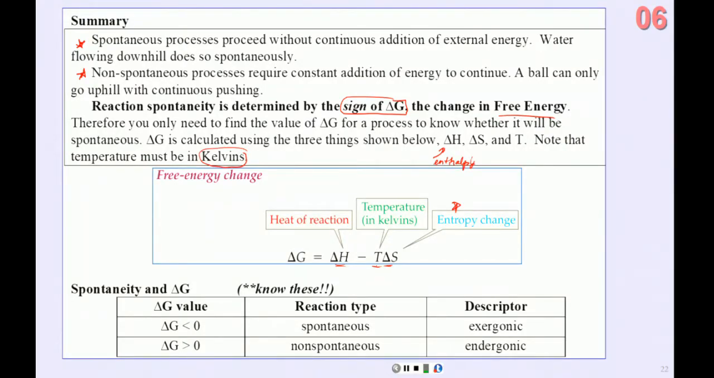I'm not going to ask you to calculate one, but at least it's valuable to get a picture of where it comes from. The bottom line is this: reaction spontaneity is determined by the sign of delta G. If your value is negative, the reaction is spontaneous, and it has a new name. It's similar to the other term we talked about with enthalpy, but this is exergonic. And the opposite is also true. If you have a value greater than 0, it is not spontaneous, and we call that endergonic.